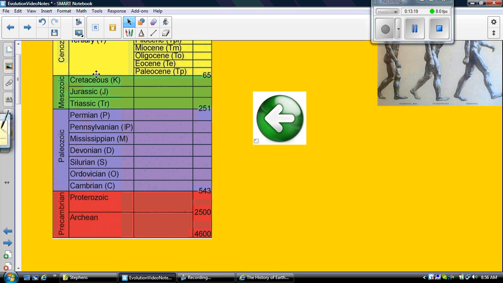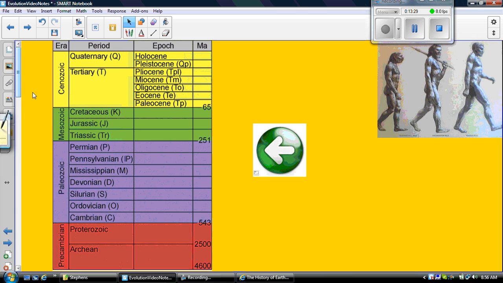The Mesozoic, where the dinosaurs were around, is broken up into the Triassic, Jurassic, and Cretaceous periods. And the last era that we just talked about, the Cenozoic, is broken up into the Tertiary and Quaternary periods. We are right now in the Quaternary period. The Quaternary period is when humans started to evolve. So that's an overview of our geological timescale.